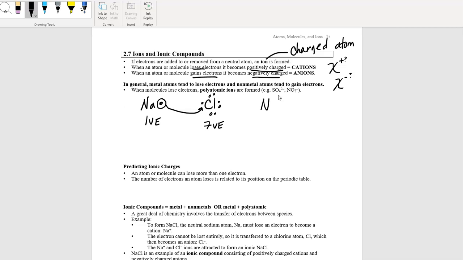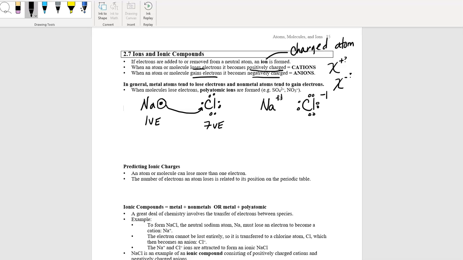So then you get sodium that lost its only valence electron, so it becomes sodium plus 1, and then chlorine gained that electron and now has 8 valence electrons, but because it gained an electron, it now has a charge of -1. But when we write formulas, compounds, we don't draw the dots. The dots are when we draw actual structures.